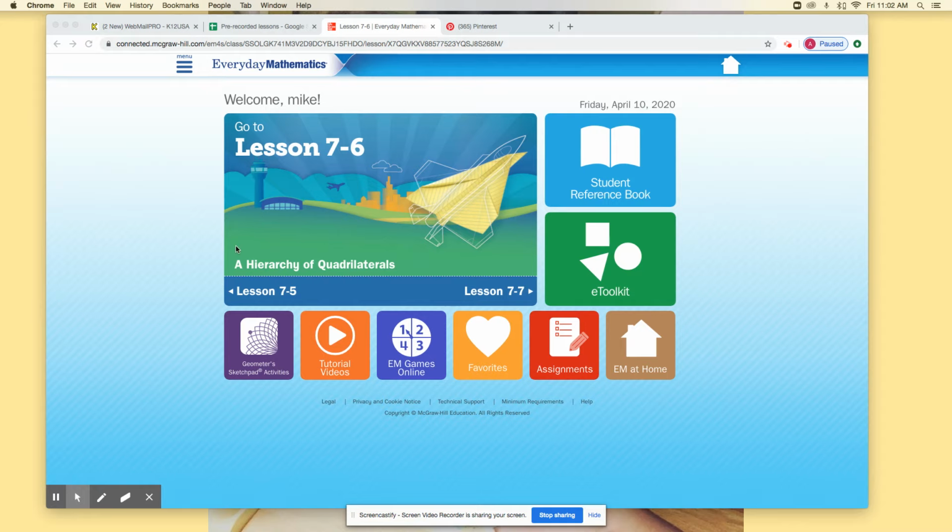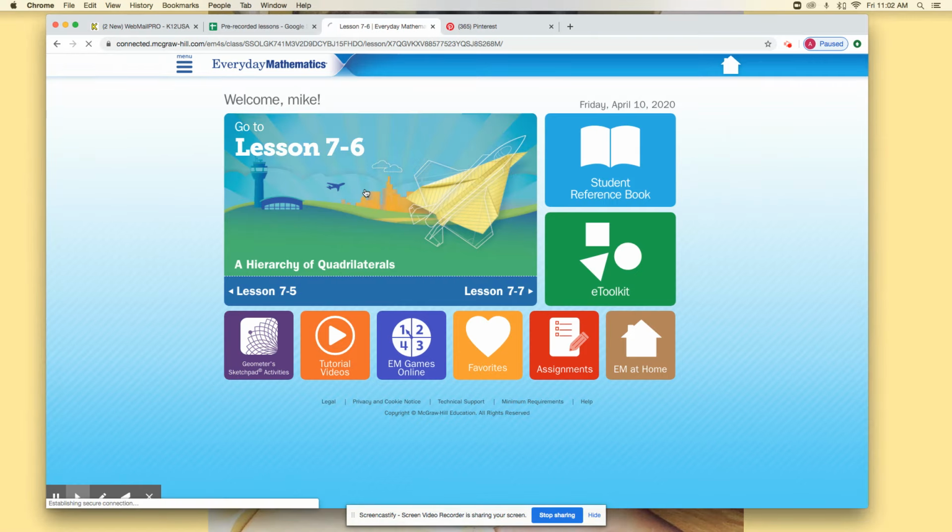The title of the lesson is a hierarchy of quadrilaterals. Let's talk about this word right here. A quadrilateral is a shape with four sides. The way I remember it is QUAD, quad. A quad has four wheels. A quad has four letters in it. So a four-sided shape. Let's get started.